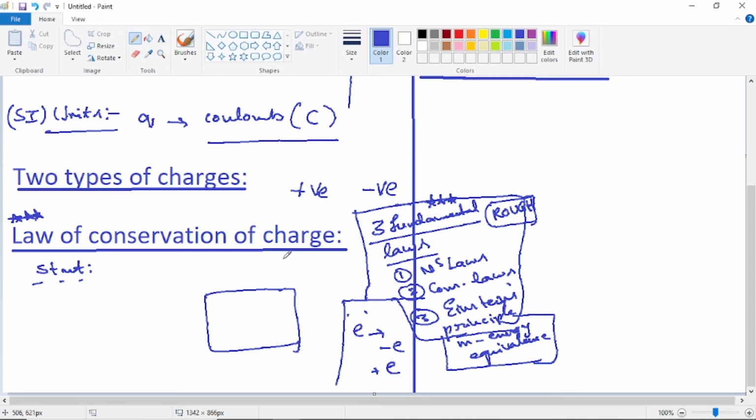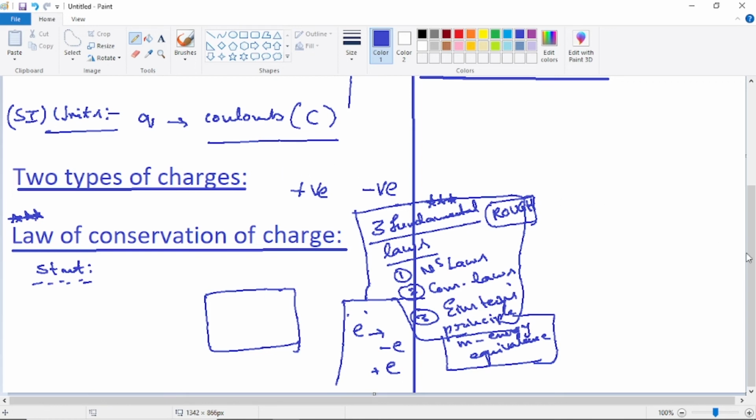Energy can be converted from one form to another form. Like that, charge can't be converted, but charge can be transferred from one object to the other object. Always this transfer will be occurring such that the total charge in the system remains constant. So that's the simple statement of the law of conservation of charge. The statement is very simple. Later I'll give some time for writing the statements.